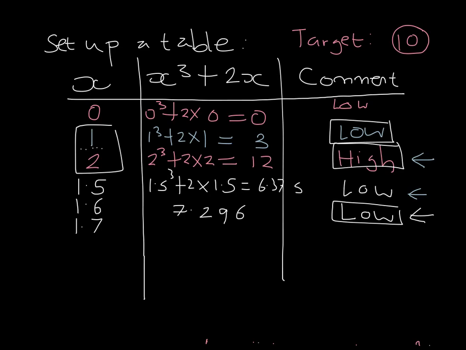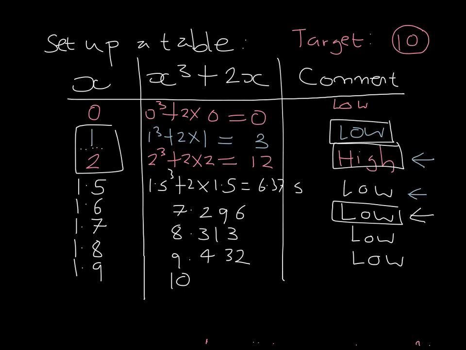So I'm going to try 1.7. So I'm going up in logical steps of 0.1. Trying 1.7 gives me a value of 8.313, which of course is low. So I'm going to try 1.8. This gives me a value of 9.432, which is closer to 10, but still a little bit low. So we're going to try 1.9. A value of 1.9 gives me 10.659, which is interesting because this is now high.